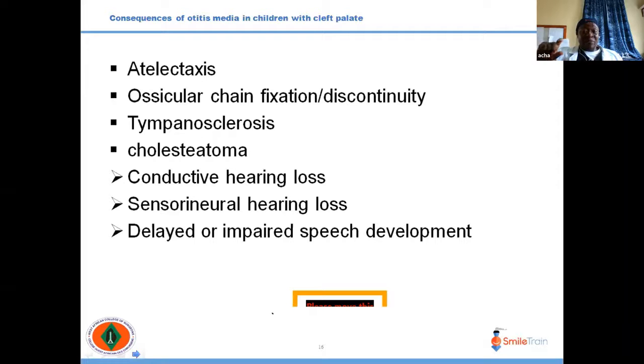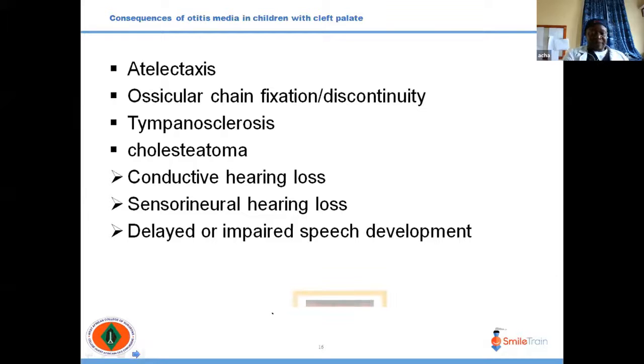And that is why it is very important for us who see and manage these children to be able to refer or take appropriate steps so that these common conditions that affect the ear can be appropriately dealt with.